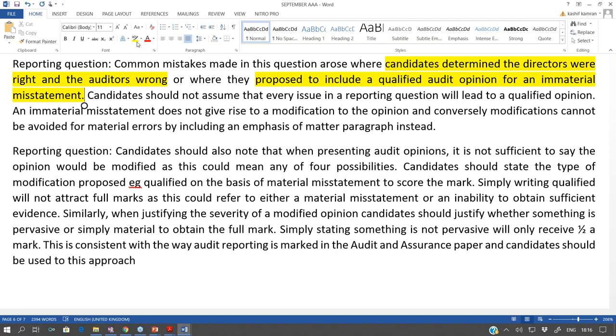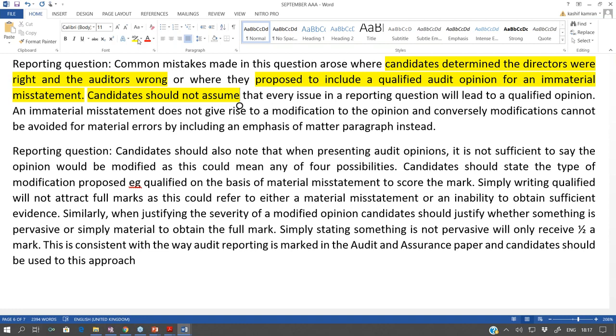So the examiner is saying that students include a qualified opinion for an immaterial misstatement. Number three, candidates should not assume that every issue in a reporting question will lead to a qualified opinion. And that is what candidates basically assume. This is a very wrong assumption. So candidates should not assume that every issue results in a qualified opinion, right?